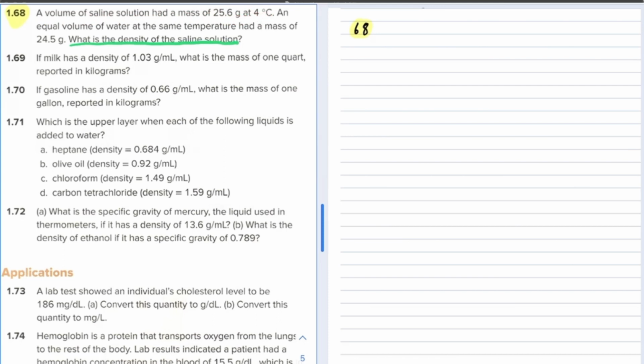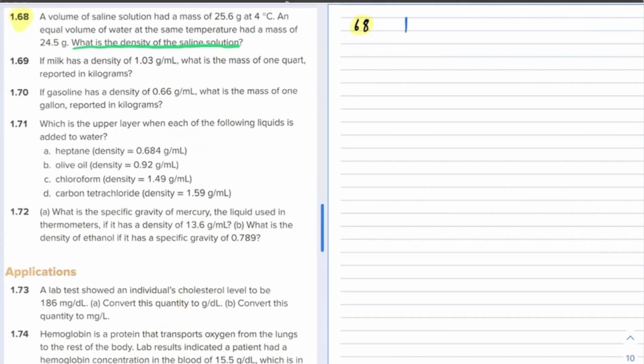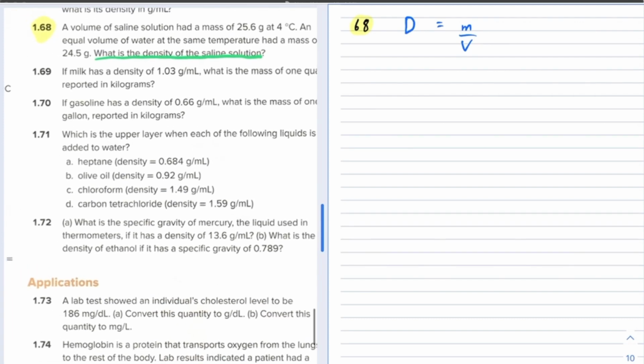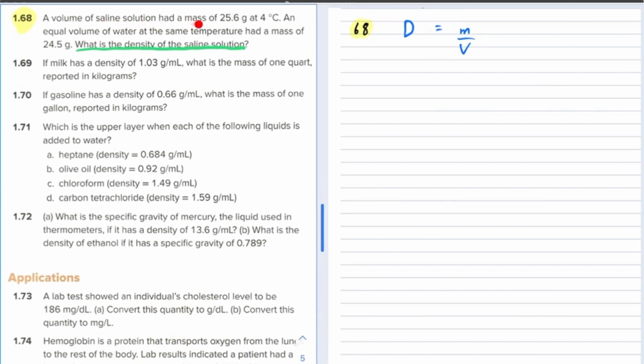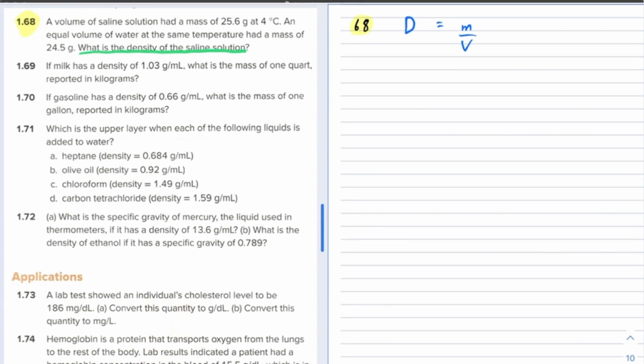And we know that the equation for density, the density is equal to mass over volume. So if you're talking about the saline solution, you're told what the mass is. So already we can plug in the numerator. It's 25.6 grams. And now we have to figure out what its volume is.